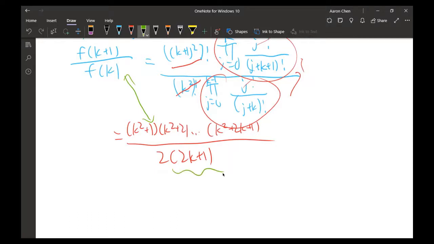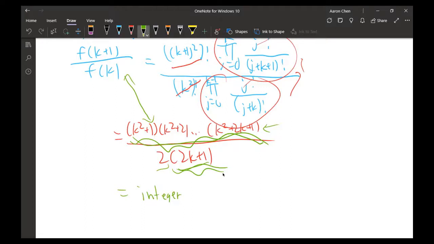First of all, we can take a look at 2k plus 1. There are a total of 2k plus 1 factors in the numerator, so we are guaranteed that 2k plus 1 divides some factor of the numerator. Also, 2k plus 1 is clearly an odd number, because it's one more than a multiple of 2. As long as the numerator has more than a single number, the product is even, so we can also cancel out a factor of 2. That means this is equal to an integer.